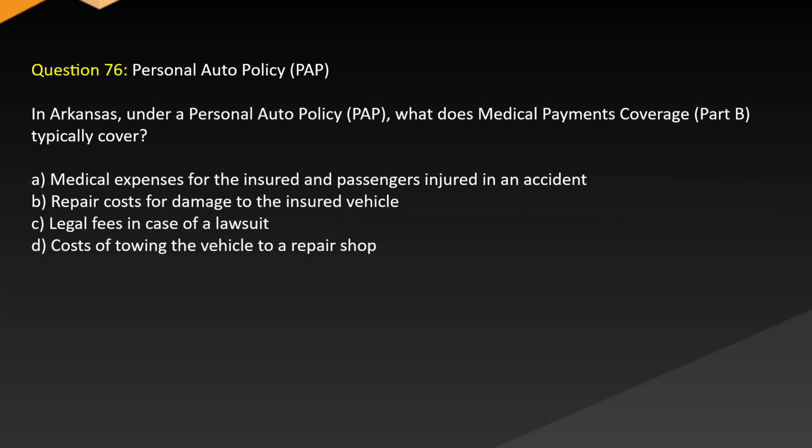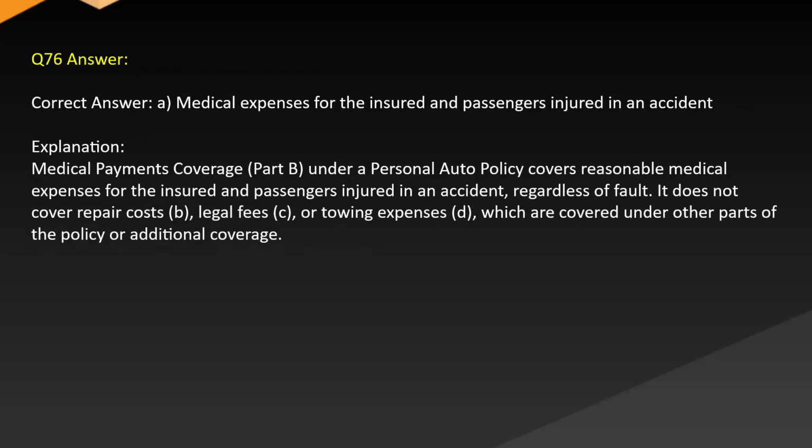Question 76. Personal auto policy, PAP, in Arkansas. Under a personal auto policy, what does medical payments coverage, Part B, typically cover? A. Medical expenses for the insured and passengers injured in an accident. B. Repair costs for damage to the insured vehicle. C. Legal fees in case of a lawsuit. D. Costs of towing the vehicle to a repair shop. Correct answer: A. Medical expenses for the insured and passengers injured in an accident.